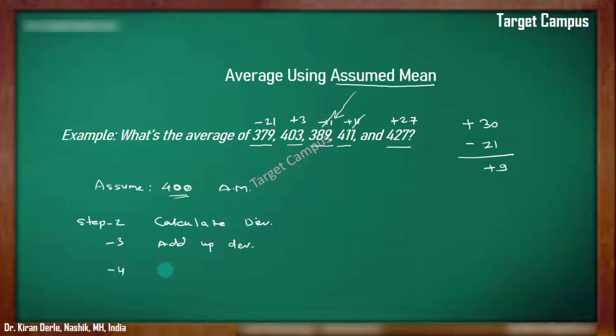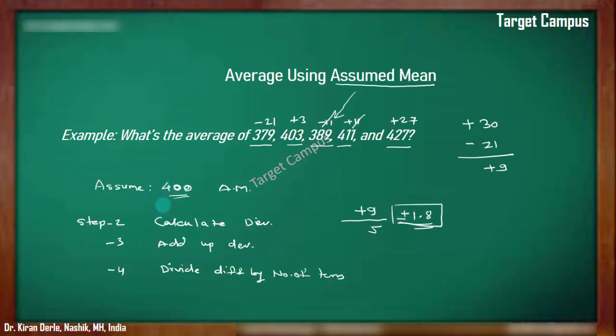Step 4 is to divide the difference by the number of terms, right? So this net deviation will be divided by the number of terms. How many terms are there? 1, 2, 3, 4, 5. So divide by 5. So this becomes 1.8. 5 ones are 5 and 4 is 5 and 4. So 1.8. Is this plus or minus? This is plus, right?